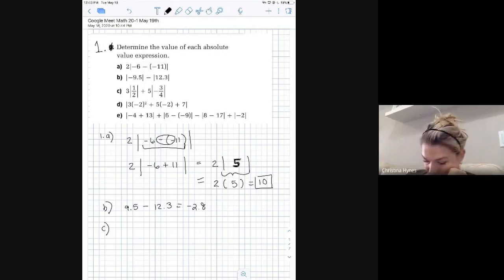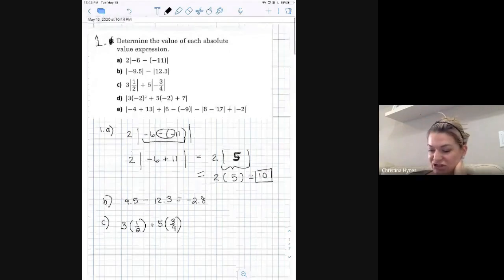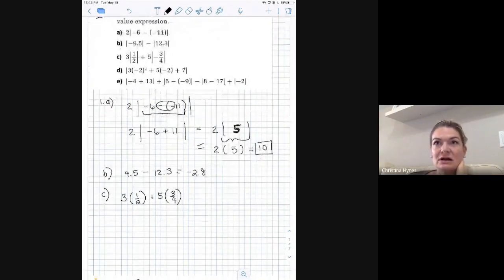Question C, they're saying 3 times the absolute of 1/2 would just be 3 times 1/2, because the positives do not change in the absolute. And then 5 times the absolute of negative 3 over 4 becomes, in brackets, positive 3 over 4. So that's what you're essentially doing, is changing it to regular brackets once you figure out what happens within those absolutes.